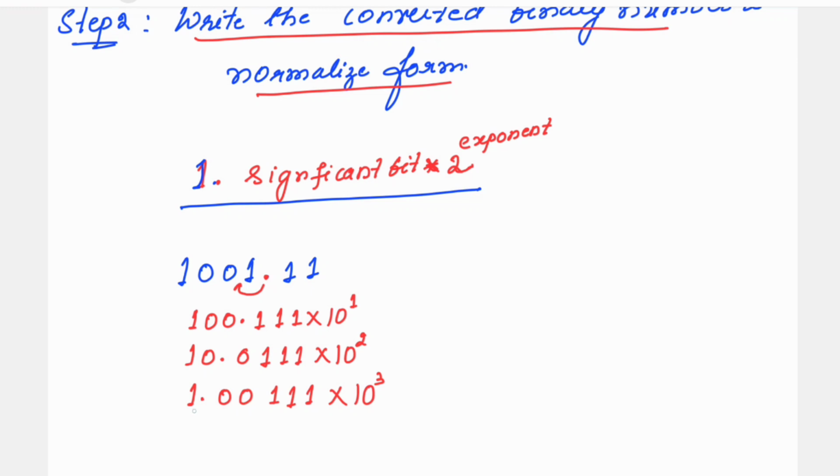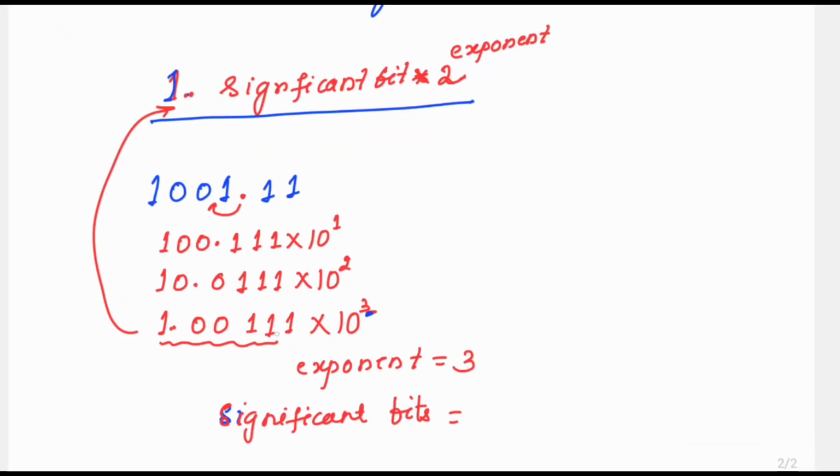Now I will stop here, because in the normalized form I have to see that the decimal point appears after 1. After this 1 bit, the decimal point has come now. I will stop the process here, and then I will find out the different values which I got from this number. The exponent value I have got from this number is 3. You can check here, I have written 3. Then what are the significant bits you have got? The significant bits are 00111.